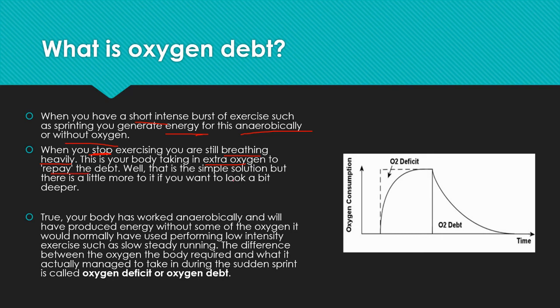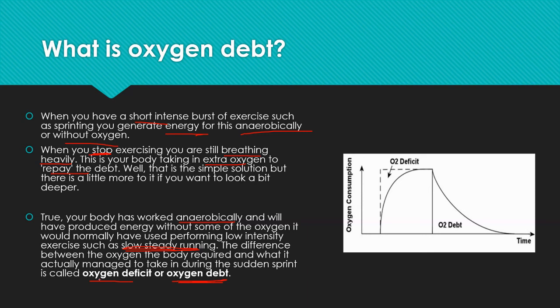Well, that is a simple solution, but there's a little more to it if you want to look a bit deeper. Your body has worked anaerobically and will have produced energy without some of the oxygen it would normally have used performing low intensity exercise, such as slow, steady running. If you're running a marathon, then your body can keep doing aerobic respiration. The difference between the oxygen the body required and what it actually managed to take in during the sudden sprint is called oxygen deficit or oxygen debt.